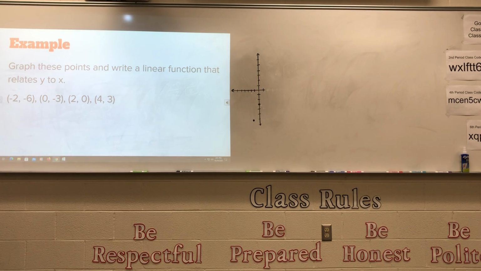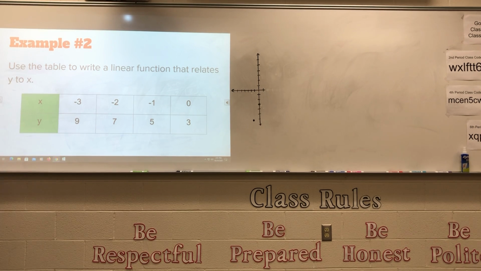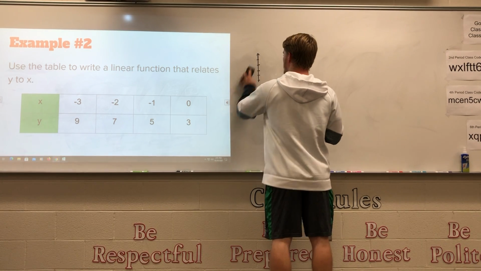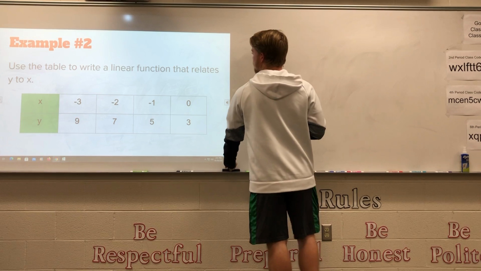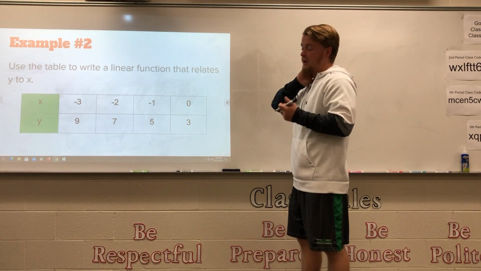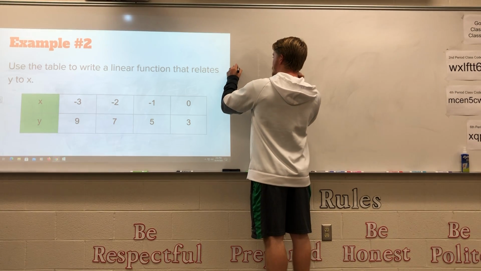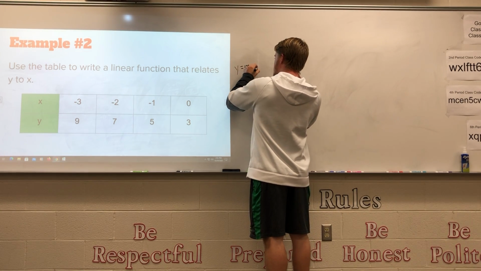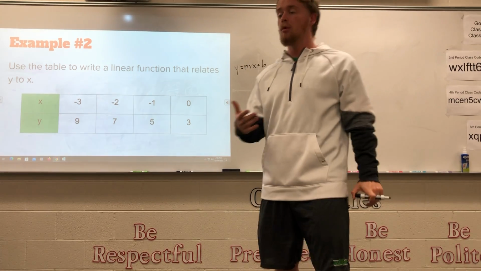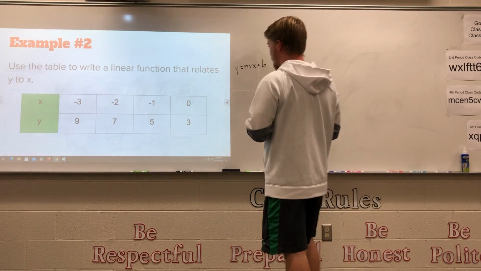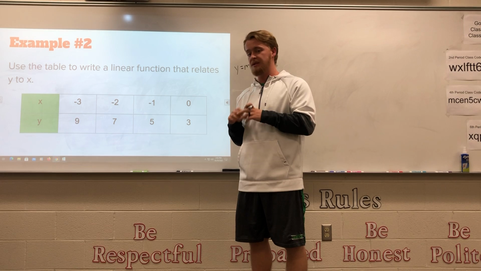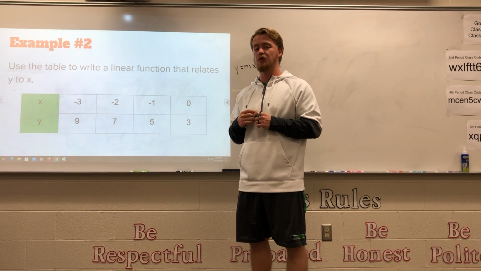Now we also need to talk about how to use a table to do this. So it says use the table to write a linear function that relates y to x. So again, first thing you need to think is that this is going to be in y equals mx plus b form. From a table, you're doing it similarly. Your slope will be found the exact same way as before. You pick 2 points, label them, and use your slope formula.